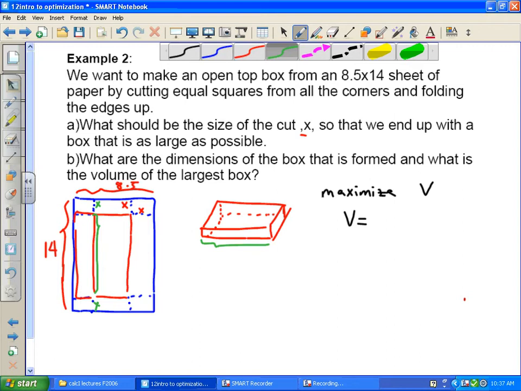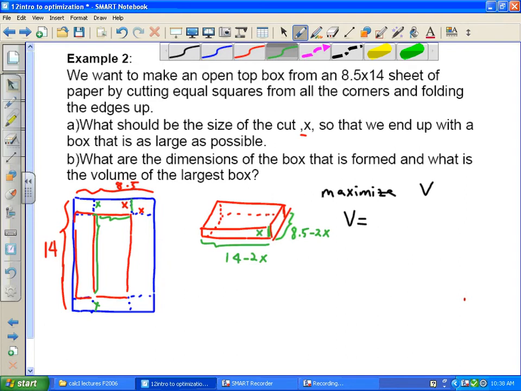Would everybody agree? 14 minus 2x, you're cutting x from here, x from there. So that side will be 14 minus 2x. And what about over here? What are you left with there? 8.5 minus 2x. And what about the height of this box? When you fold these sides up, what will be the height of the box? X. The cut becomes the height, as I showed you in that figure earlier. So the height of this box will be x.